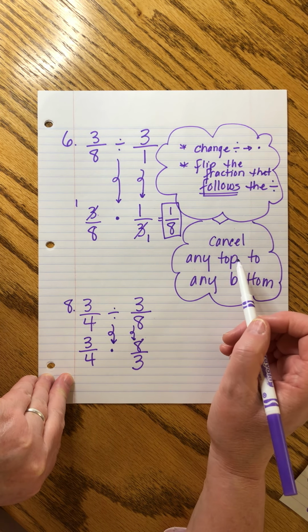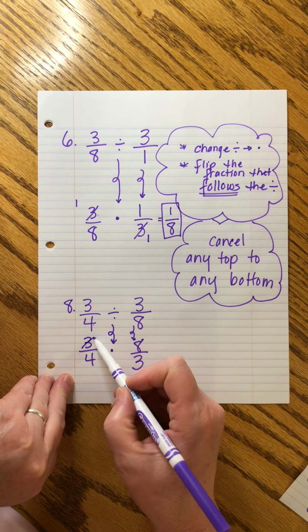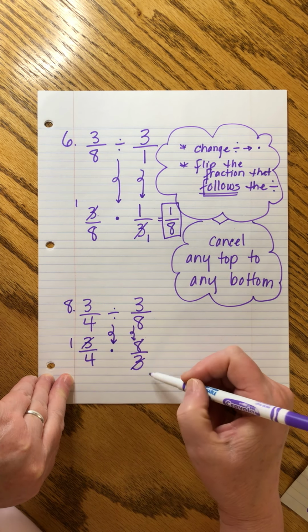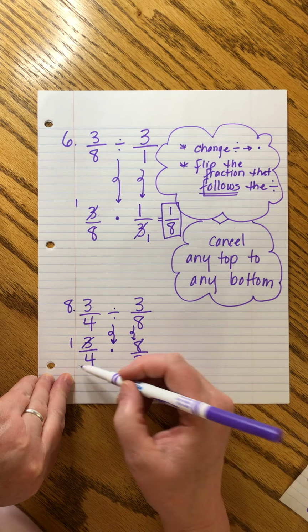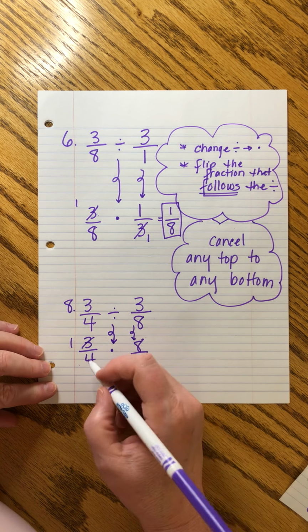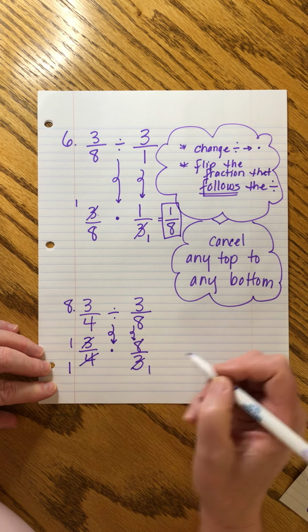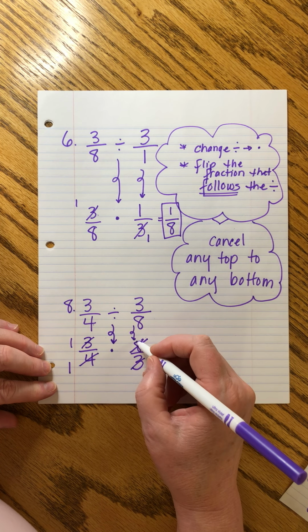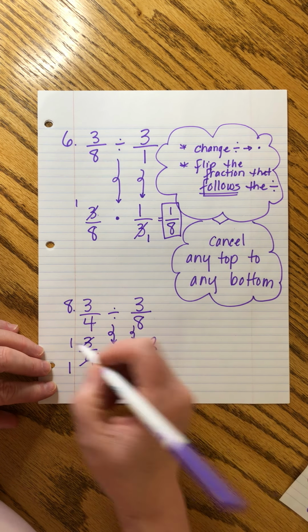Okay, then we're going to look to cancel any top to any bottom. The 3's cancel. They both turn into 1s. And then what about this 8 and 4? 4 goes into 8, right? So if I divide both by 4, 4 divided by 4 is 1. 8 divided by 4 is 2, and look what we're down to.